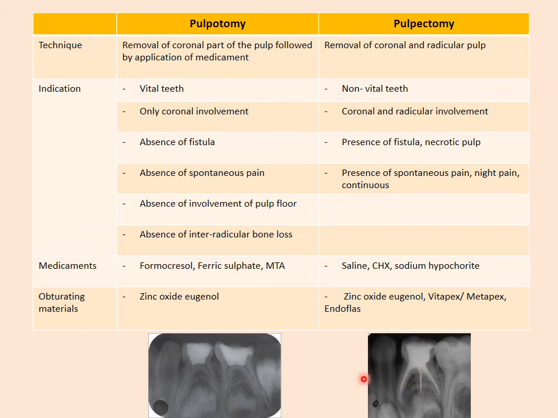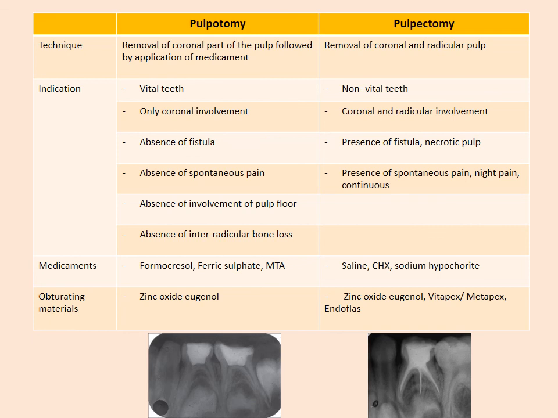Pulpotomy is indicated in vital teeth where only coronal involvement is seen, with absence of fistula, absence of spontaneous pain, absence of involvement of the pulpal floor and absence of interradicular bone loss. So these are a few indications where pulpotomy can be done. While pulpectomy is done if the tooth is not vital: coronal and radicular involvement, presence of fistula or necrotic pulp, and presence of spontaneous pain, night pain and continuous pain are all indicated for pulpectomy.